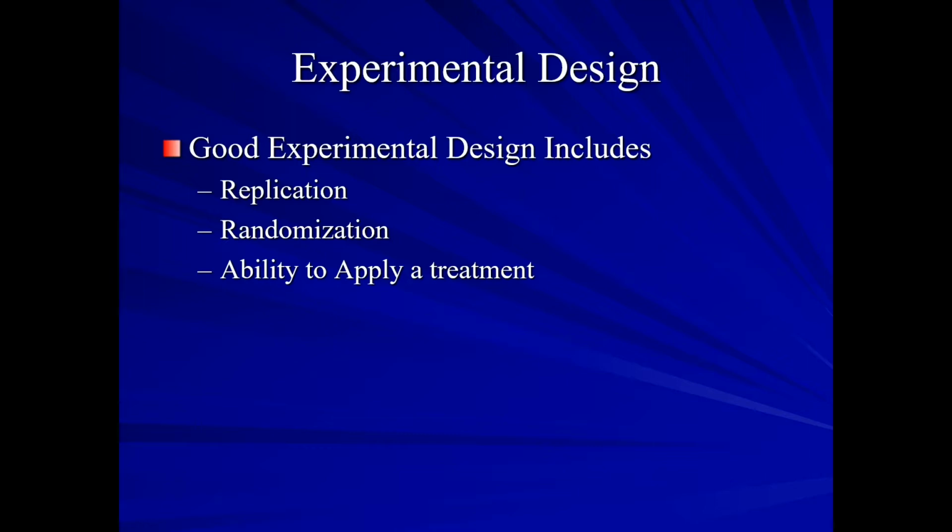Now, in our experimental design, one of the things we need to look at is creating a good experimental design. And this good experimental design is going to include replication. We'd like to replicate all of what are called our experimental units. These are the items that we have our treatments applied to. Our randomization. We need to randomize. Randomization is a statistician's best friend. Randomization allows chance to dictate which treatments are assigned to which experimental units. And we need the ability to apply this treatment.